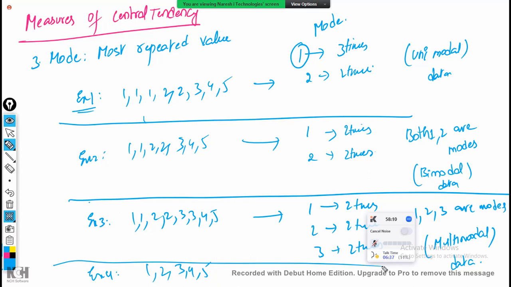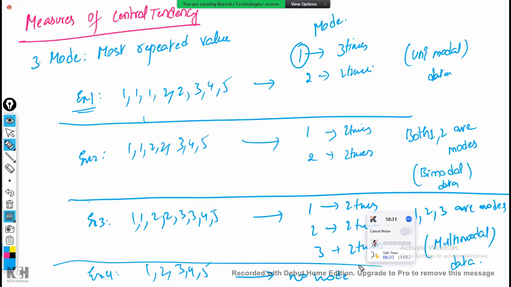Mode means at minimum one value should be repeated. Repeat means the same value should be there one more time. Then only it is called a mode. In this case, there is no mode. Nothing is there. Don't say zero. Zero is also a different value. You have to say no mode.